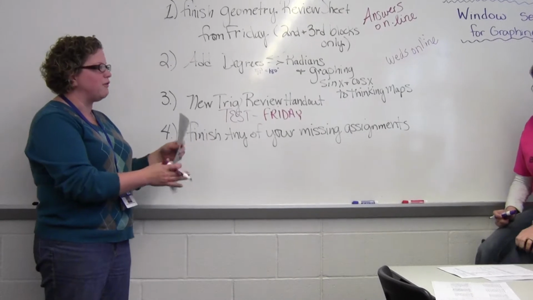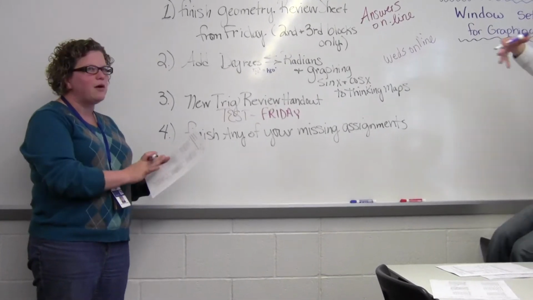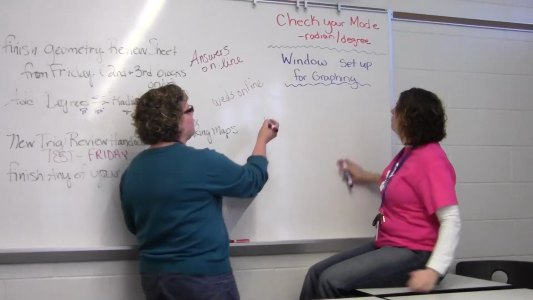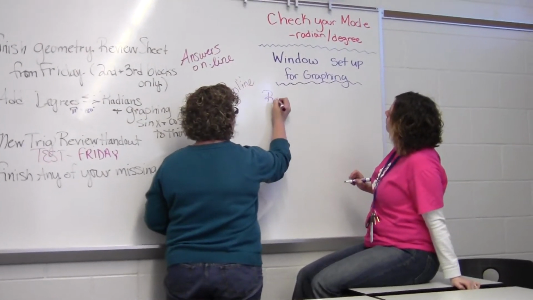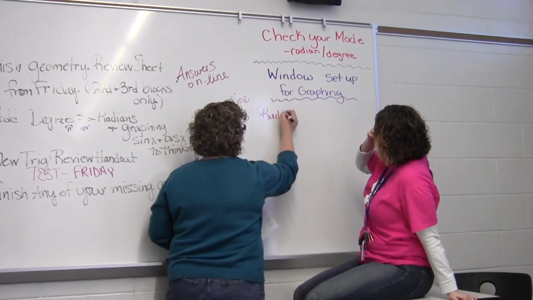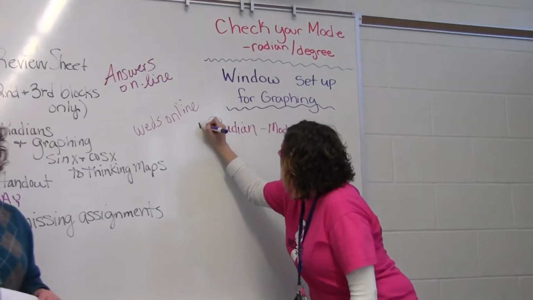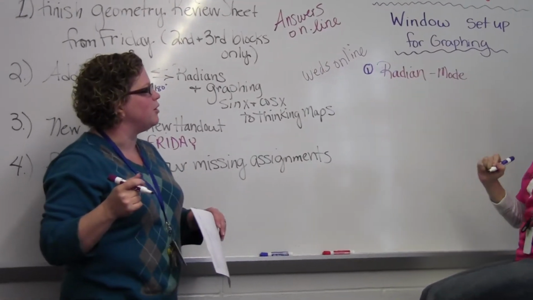And then there's one on graphing. We haven't done a lot with our graphing yet. So one thing we want to remember is that we need to change to radian mode when we're graphing. We have to be in radian mode to make that graph correctly. So we're going to make sure we switch to radian mode.